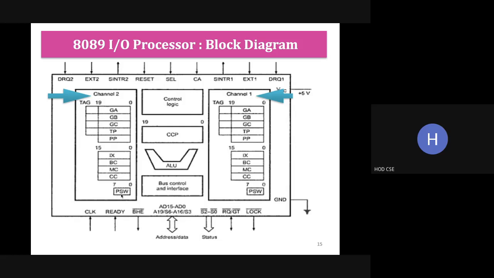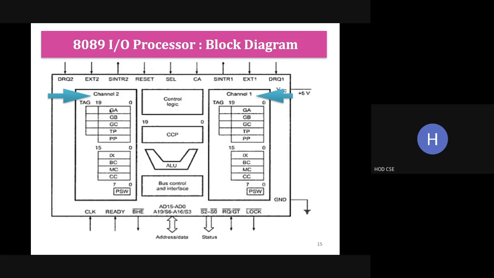And PSW is the program status word. It is an 8-bit register which is used to read the status if there is any failure. I hope you would have studied the 8089 IO processor in computer architecture, am I right? Communication between the IO device and the IO processor, you would have studied that. Hope you understood this.